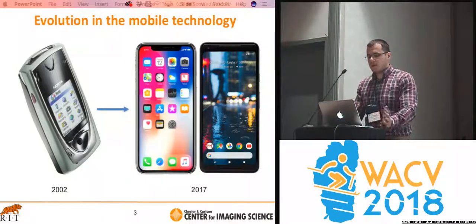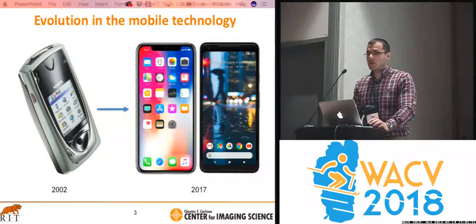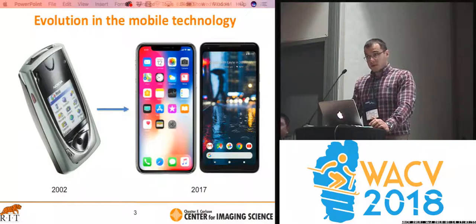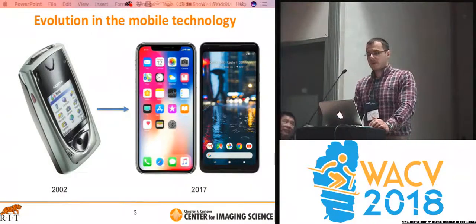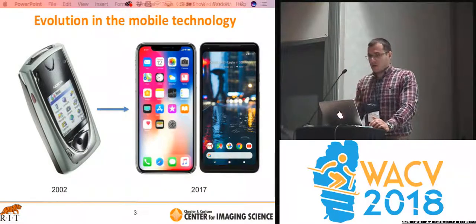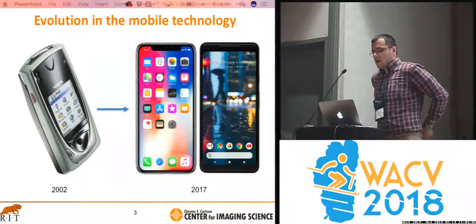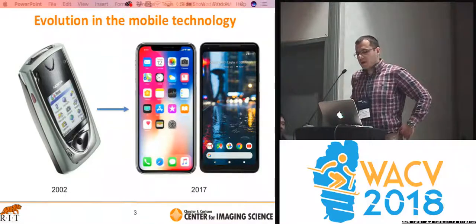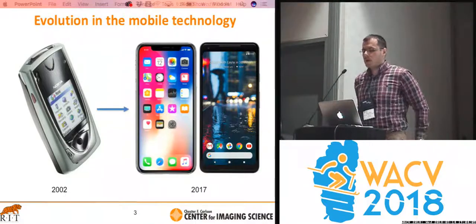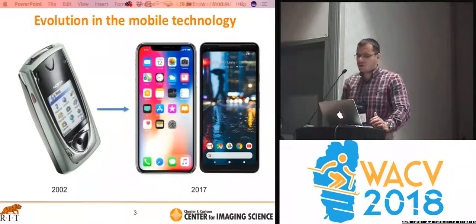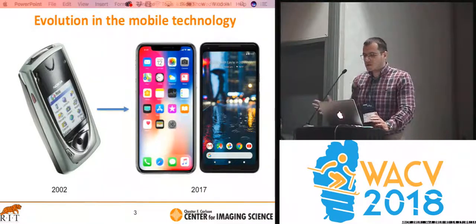Over the last 15 years, we saw a huge development in technologies. In 2002, one of the first cell phones with a camera was the Nokia 7650, which had a 0.4 megapixel camera with an amazing 4 megabytes of internal storage, where today we got to 12 megapixel cameras in the iPhone X or Google Pixel 2, with hundreds of gigabytes in internal storage.